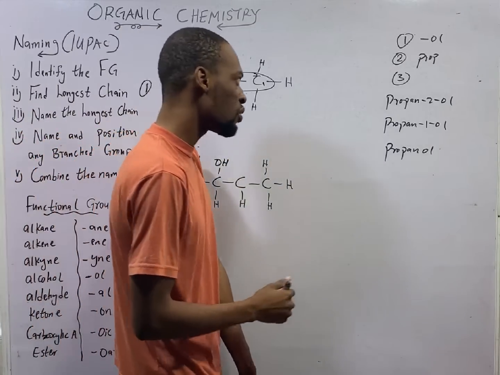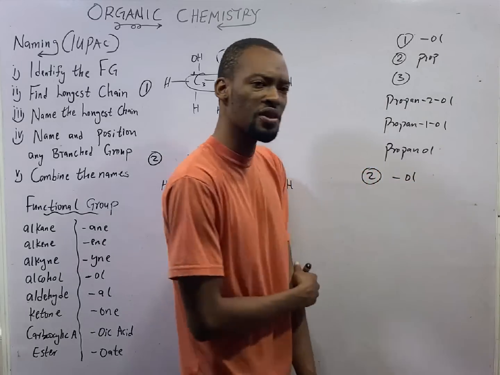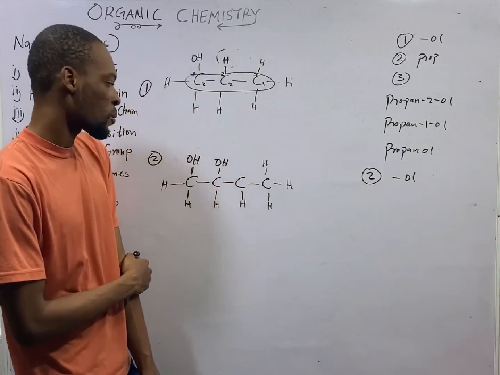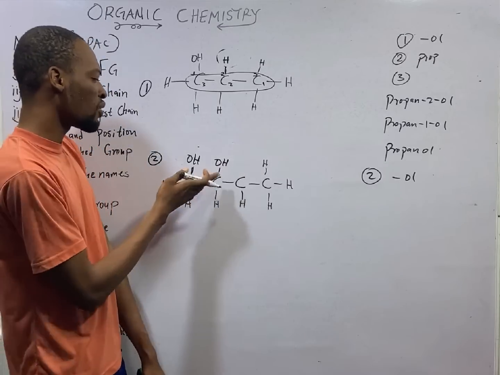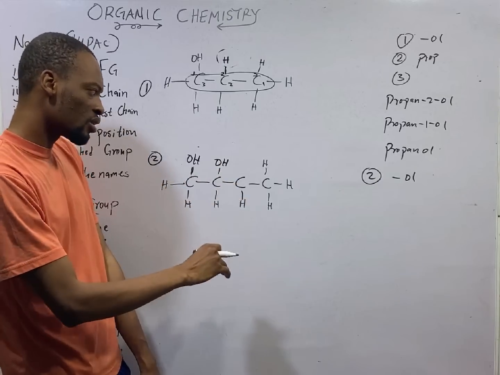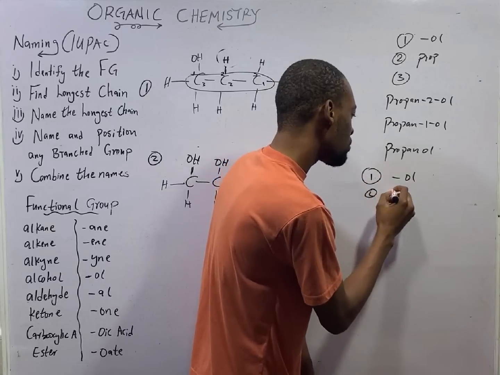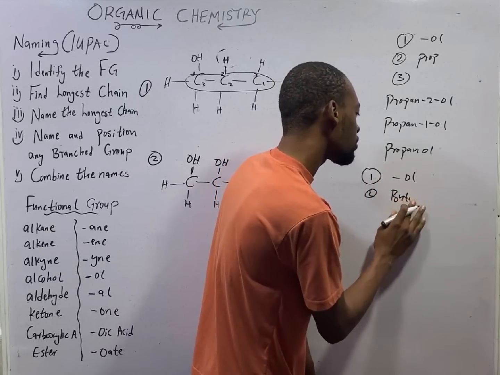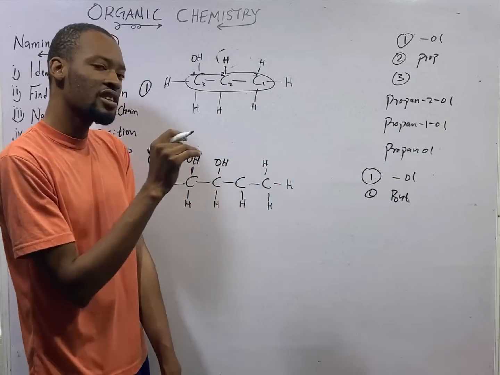So don't let anybody scam you or confuse you. Now that you know that it is OH, you will agree with me that the functional group is ol, or the suffix is ol. What is the longest chain? Anyhow we count, we shall definitely have 4 carbons as the longest chain. So 4 carbon means butane or butan anyhow. So butan is the root.